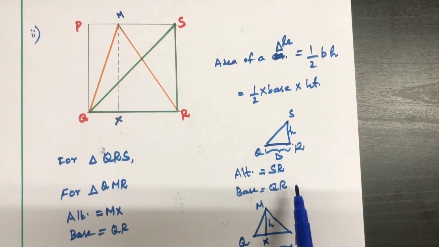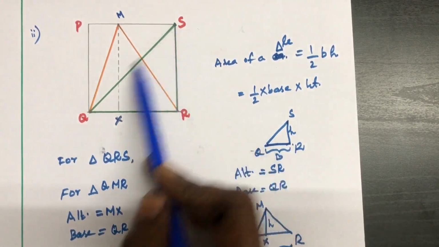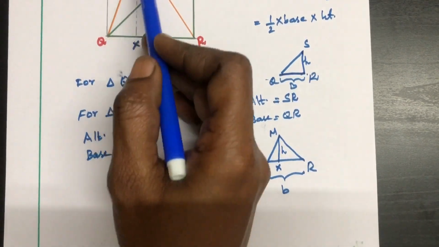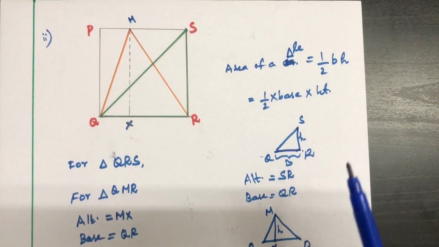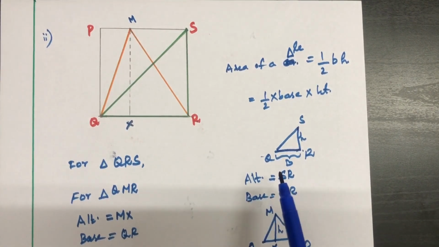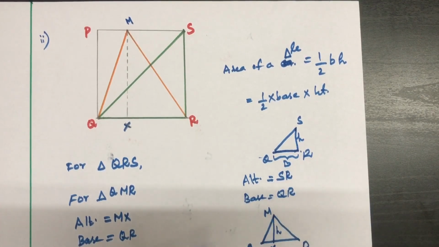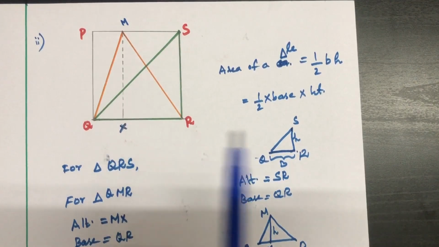What is the base here? QR. For this triangle, QR is the base. Similarly, for this triangle also, QR is the base. So both are equal. If the base and height are equal for two triangles, they must have the same area. So the area problem is over. Both have the same area.